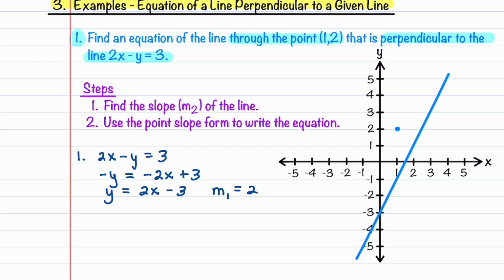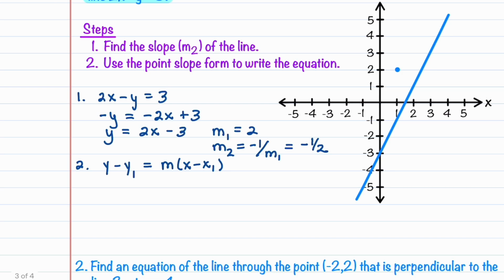Now, if two lines are perpendicular, their slopes are negative reciprocals of each other. So we say that m2 = -1/m1. And if we plug in m1 as 2, this gives us a slope of -1/2. Now we can go on to our next step, and that's to find the equation of the line through the point (1, 2) with the slope -1/2. We'll begin with the point-slope form because we have a point and we have a slope. So that's y - y1 = m(x - x1).